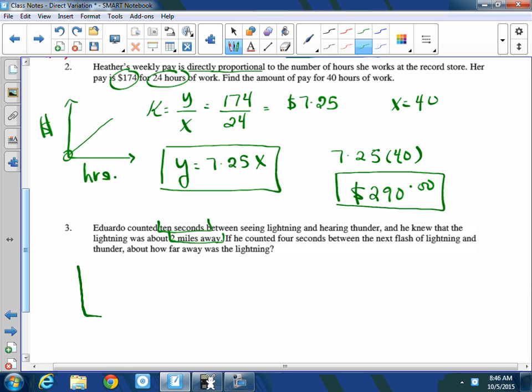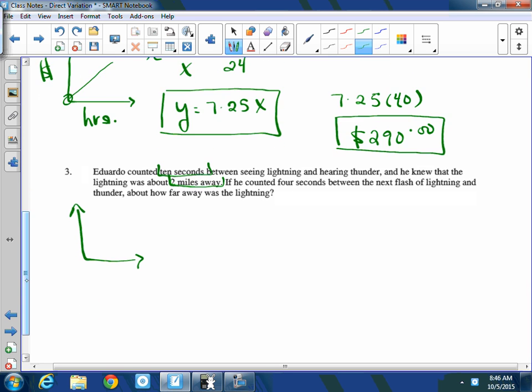So what do you think depends on what? What is my x? What's my independent variable? Would the miles depend on the seconds, or would the seconds depend on the miles? Is it because it's 10 seconds, then I know that it is 2 miles away? So you have to know which one is dependent and which one is independent. This one is seconds, and because it took longer, then the miles change.